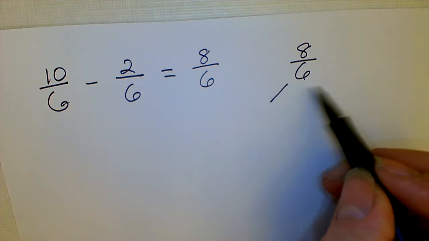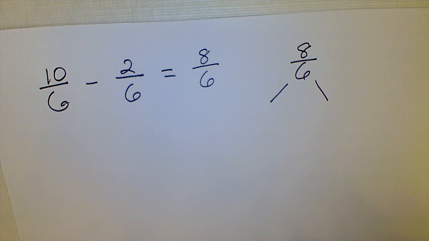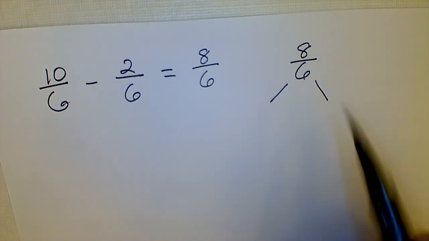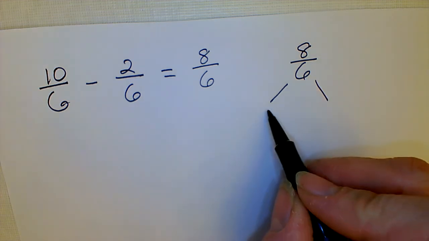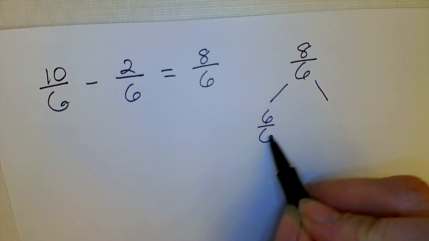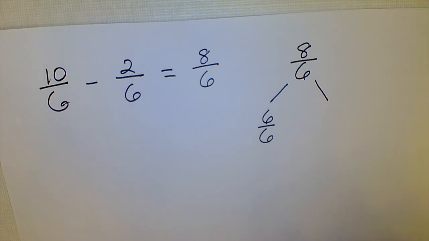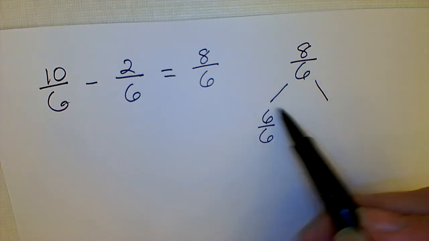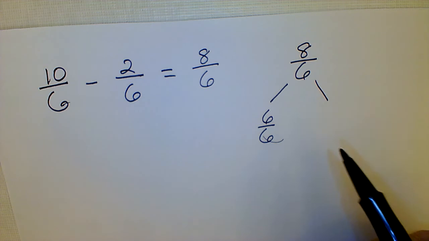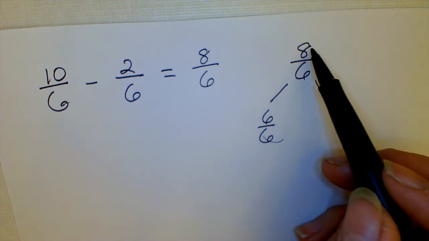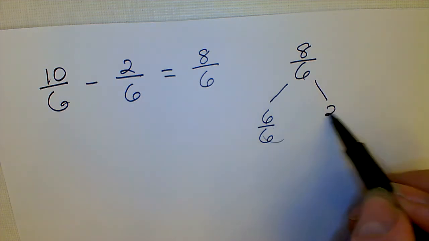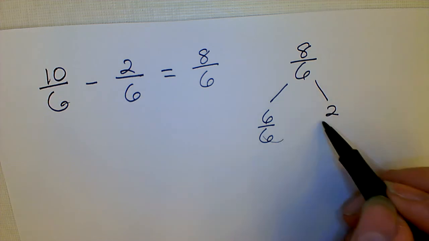What I want to do with this 8/6 is pull out any whole pieces. Well, these are all sixths, and I know that 6/6 is the same thing as 1 whole. So whatever your denominator is, you're going to want to pull out that many pieces from your numerator. So what does that leave me? Well, 8 of this size pieces minus 6 of them leaves me with 2 of them, or 8/6 minus 6/6 is 2/6.